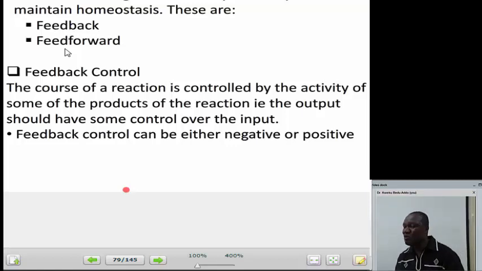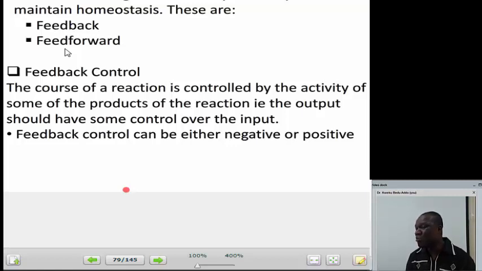Now, homeostasis is maintained by two basic strategies. These are feedback and feed-forward mechanisms. Now, feedback control is a type of mechanism or control where the product of a reaction determines the cause of the reaction. A reaction begins and some products are generated, and these products will determine the cause of the reaction.